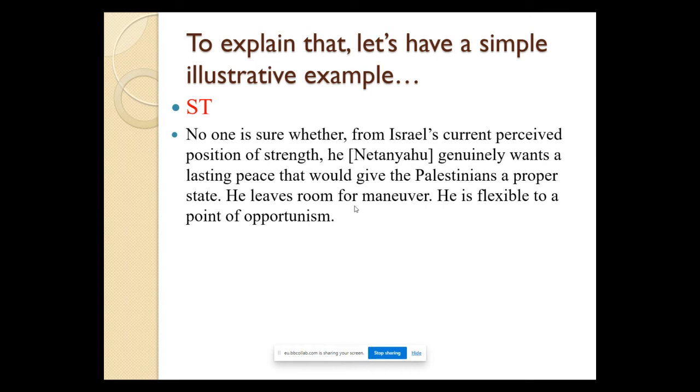Yes, what do you think? I think there's a sense of describing this person, Netanyahu's personality. So it kind of digs deep into the psychological aspect. Like, he leaves room for maneuver. He's flexible to a point of opportunism. So we have some psychological dimensions. Okay, what else?